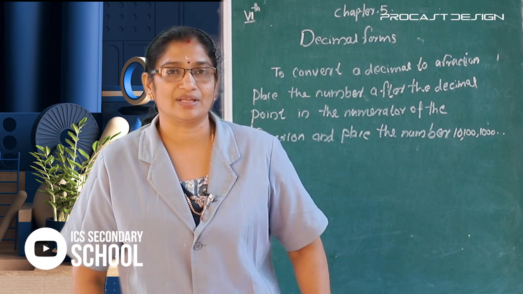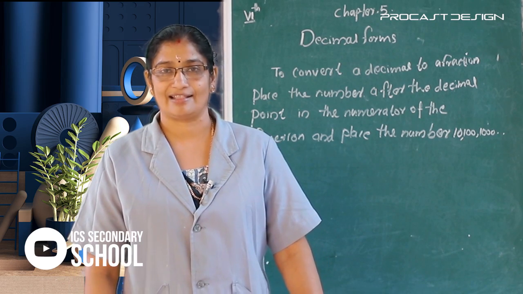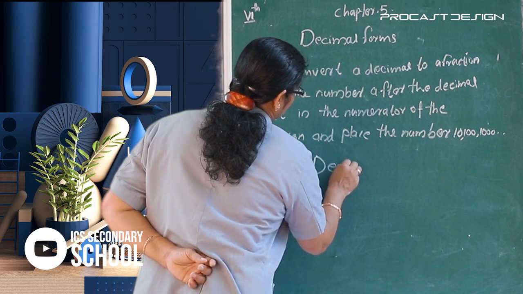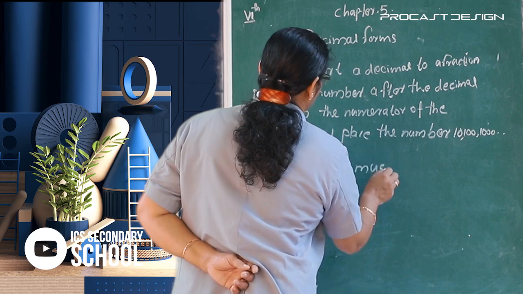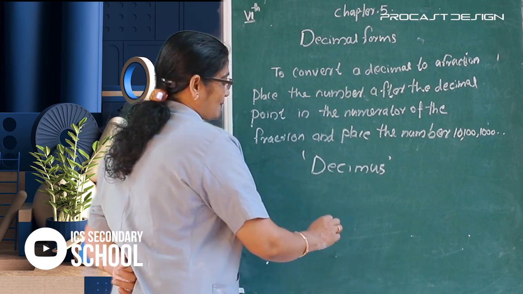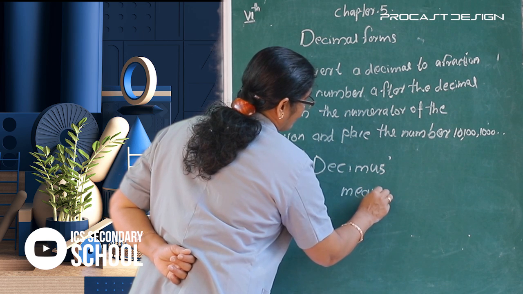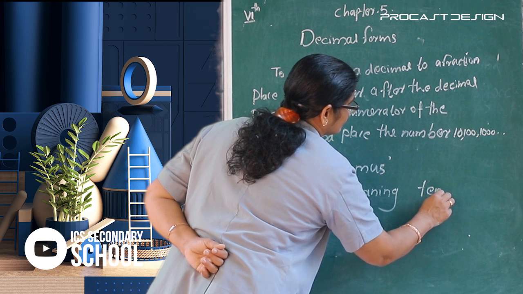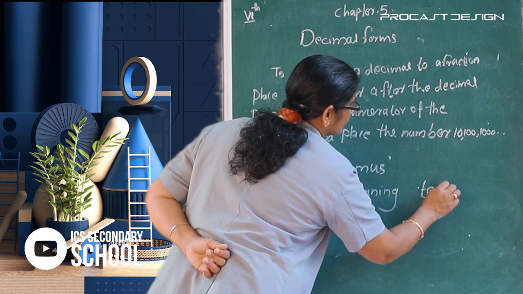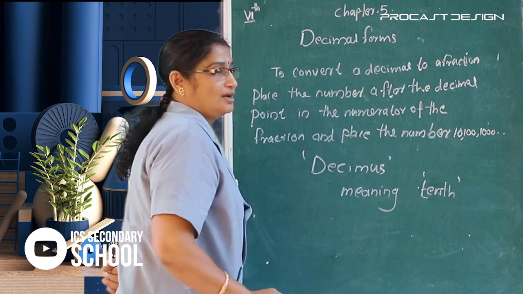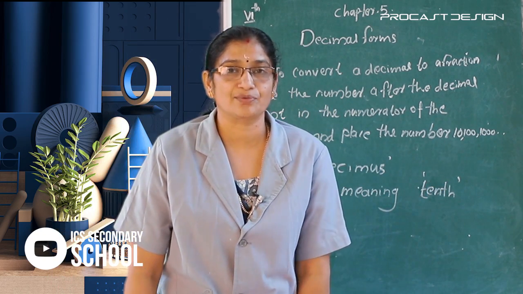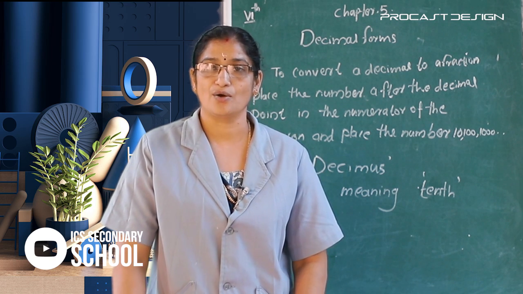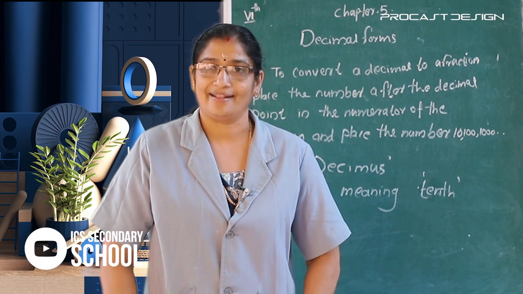Decimal comes from the Latin word decimus, meaning tenth. The root of 10, decimus, meaning 10.